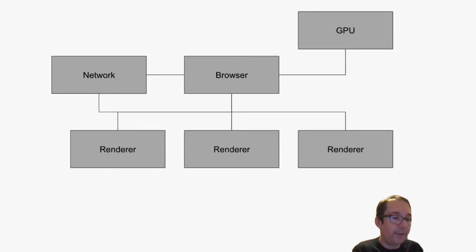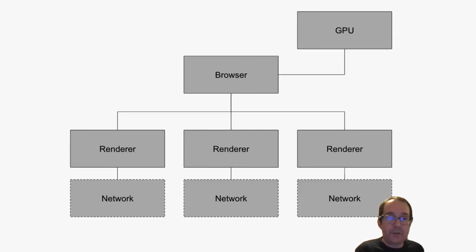But note that this one network process still handles all networking for all web origins and all websites. So you could imagine going further, right? You could imagine giving each renderer its own network process. We haven't done this yet. We don't think it's affordable right now, but it might be cool someday in the future.